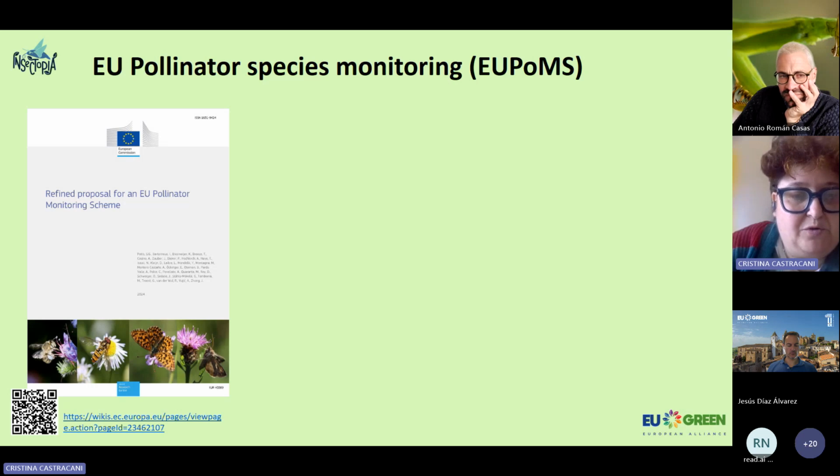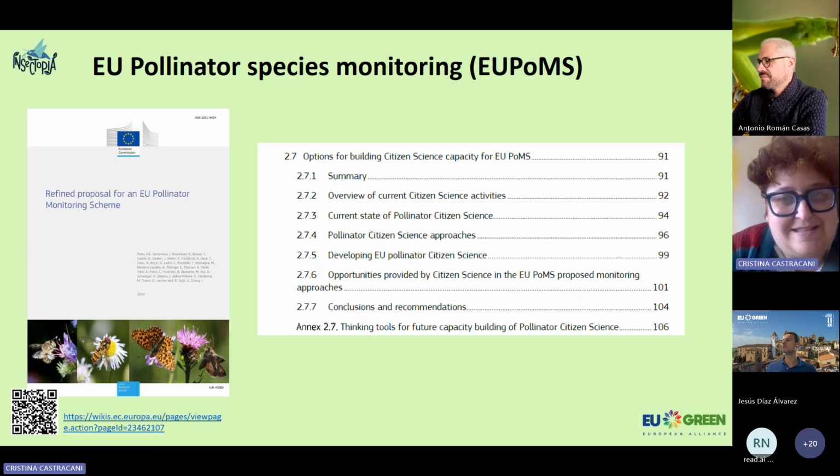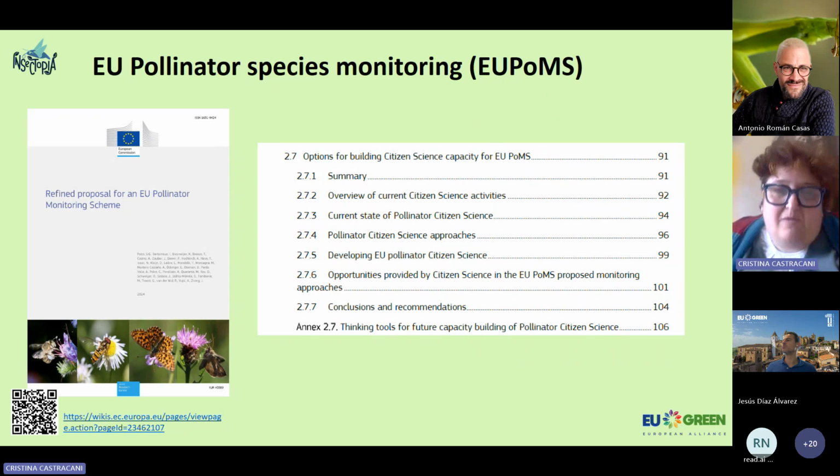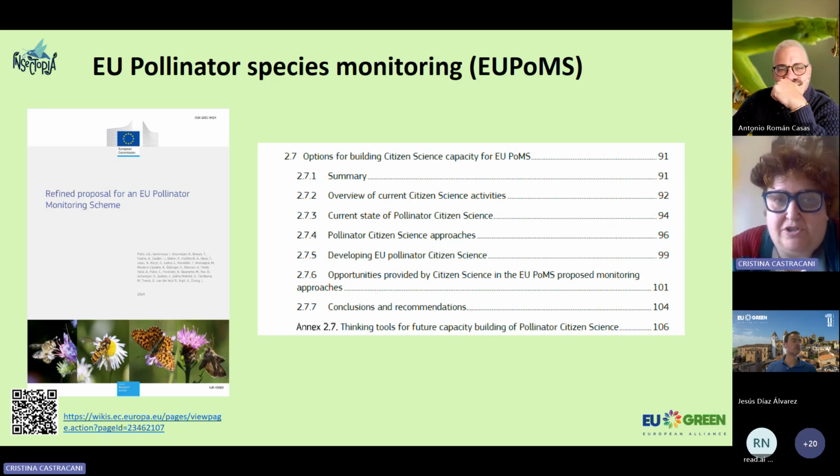The European community produced this proposal, a guide on how we can monitor pollinators and how we can protect pollinators. It is a very big document. But what is interesting is that in one section, section 2.7, this proposal speaks directly and very clearly about citizen science and gives us a lot of information on how we can implement citizen science projects focused on pollinators. So basically, the European community also recognizes the importance of involving volunteers and creating citizen science projects for the study and protection of pollinators.